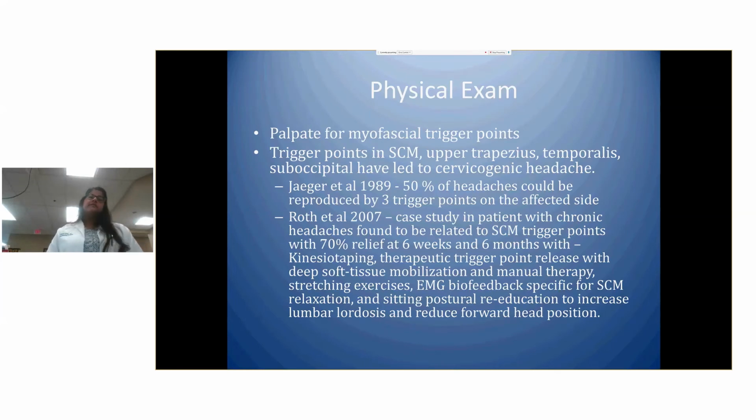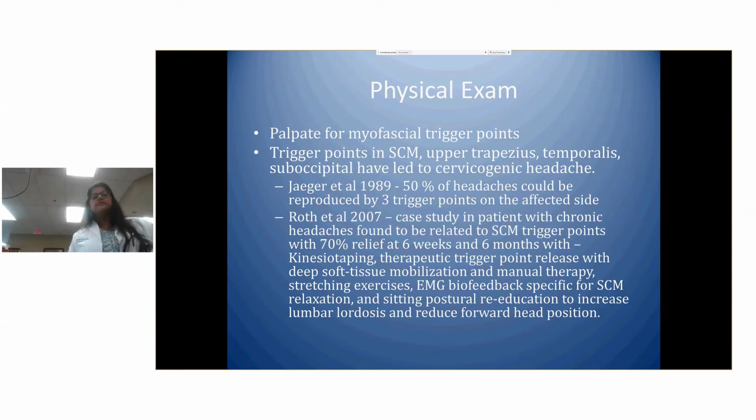Also important in the physical examination is palpation for myofascial trigger points. Trigger points, in many studies, and I've listed a few here, have been shown to lead to cervicogenic headaches. Points specifically in the sternocleidomastoid, upper trapezius, temporalis muscle, or the suboccipital area have led to cervicogenic headaches. In 1989, there was a study where they found that 50% of the headaches could be reproduced by palpating 3 trigger points on the affected side.